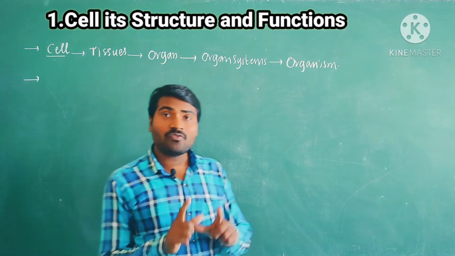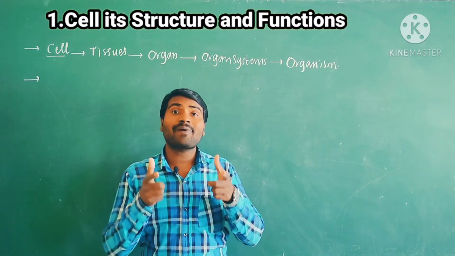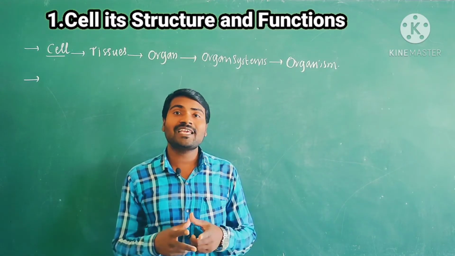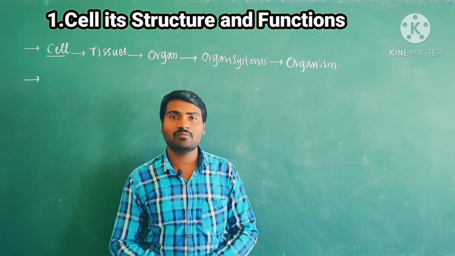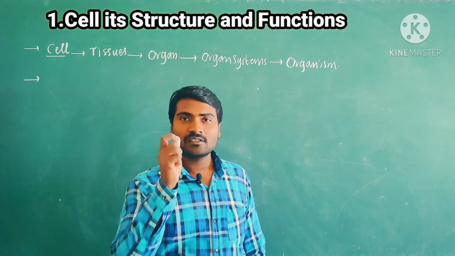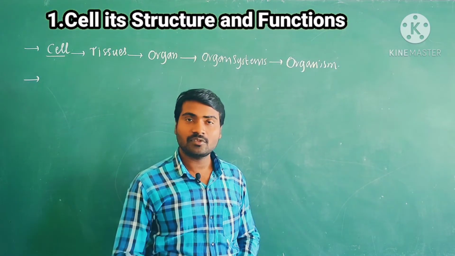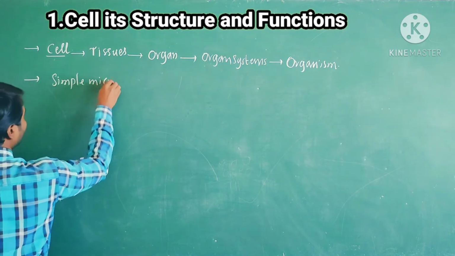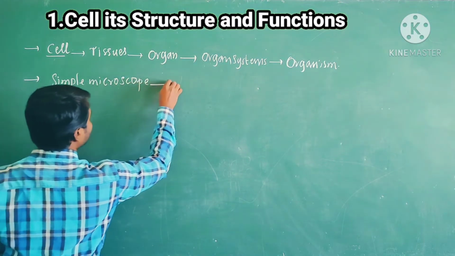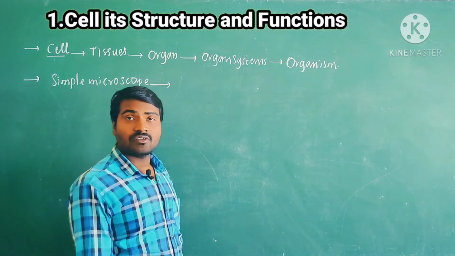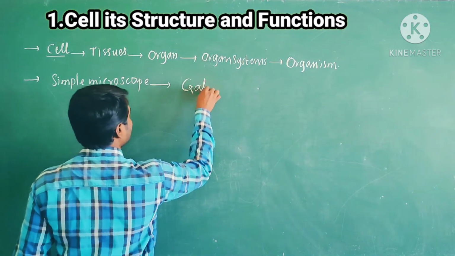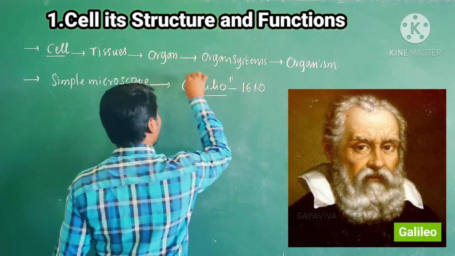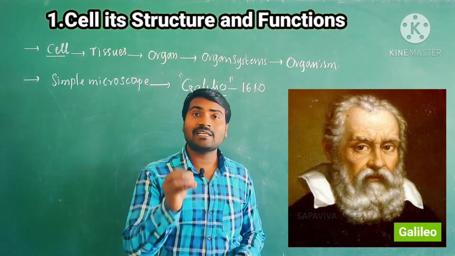And we must not forget who discovered the microscope also, because the discovery of the cell is closely associated with the discovery of the microscope. Do you know who discovered the simple microscope for the first time? Note down. Okay. The simple microscope was discovered by a famous scientist. His name is Galileo. Okay. In 1610. So Galileo discovered the simple microscope.